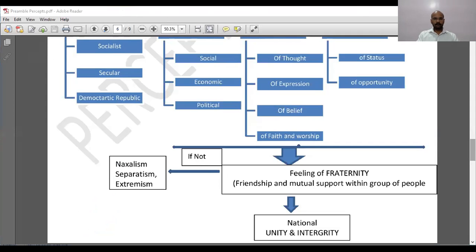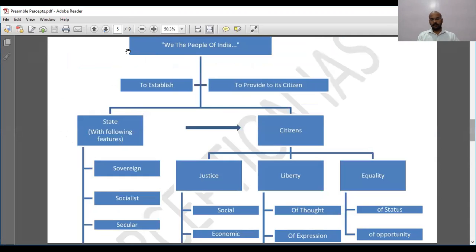Anyways, what we are seeing is, what is this complete picture saying? That we the people of India establish, or are trying to establish, a state which should have the following features. What are these features? You should have a state which is sovereign, socialist, secular, democratic and republic. And besides this, it says that citizens should have certain things. What are these things? You should have justice, liberty and equality. Now justice is social, economic and political. You have liberty of thought, of expression, of faith, belief, and then equality of status and of opportunity.